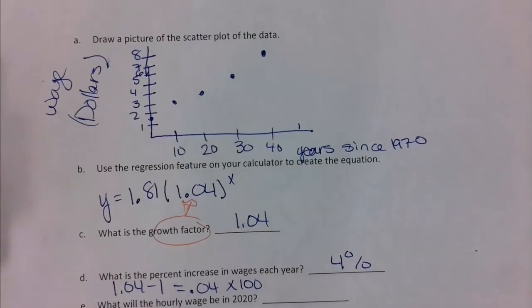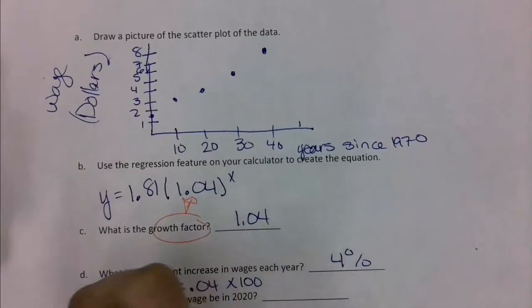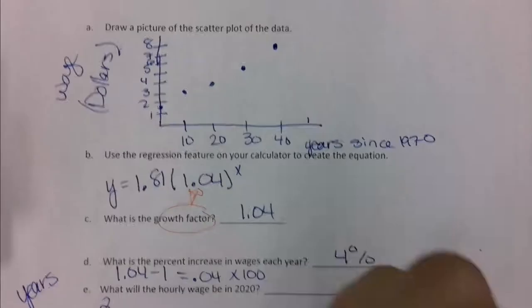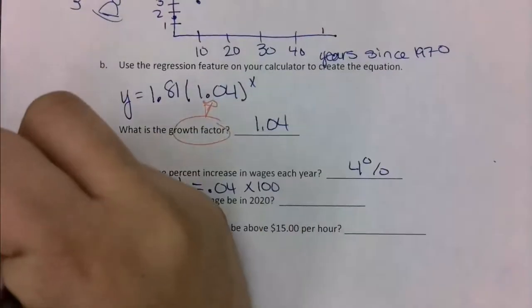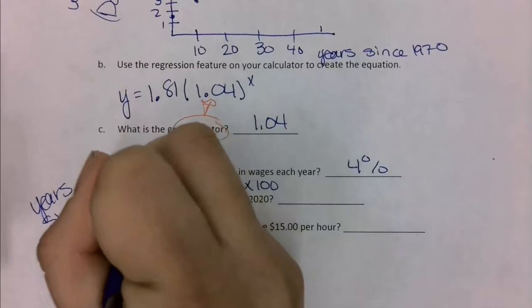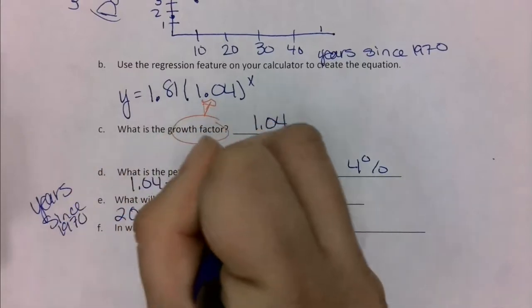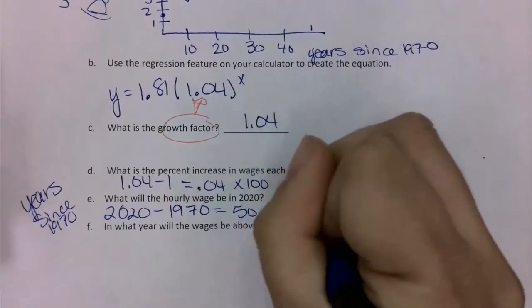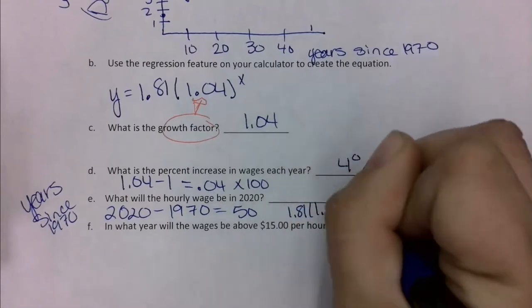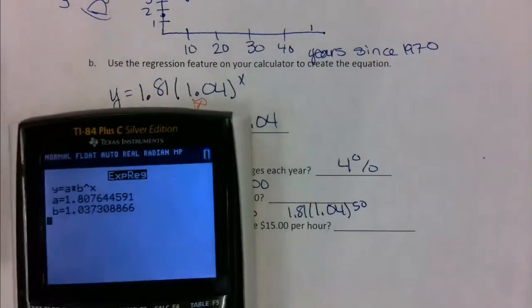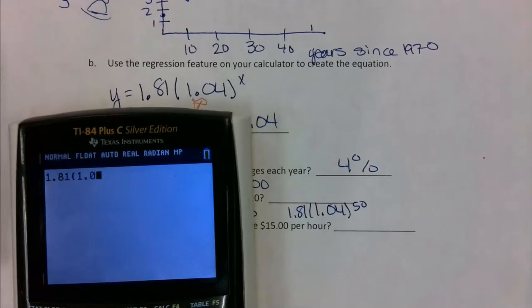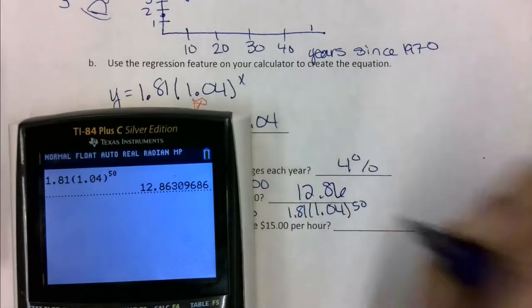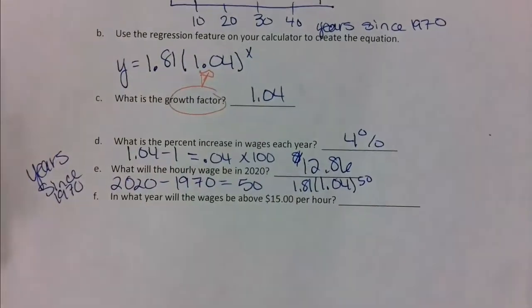The hourly wage in 2020, I want to figure out how many years since 1970. I am off the screen. So I want to do 2020 minus 1970, which gives me 50. 50 is going to be my exponent. So I have 1.81 times 1.04 to the 50. 1.81 parentheses 1.04 to 50 gives me 12.86. This is money, so it's a dollar sign.